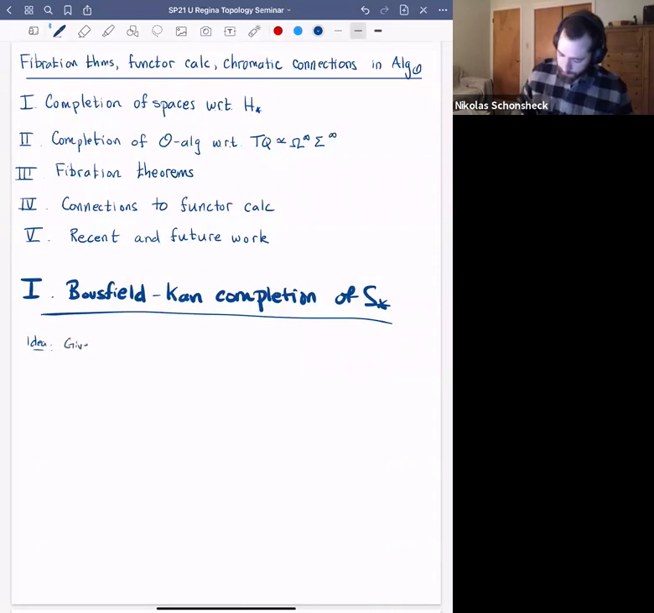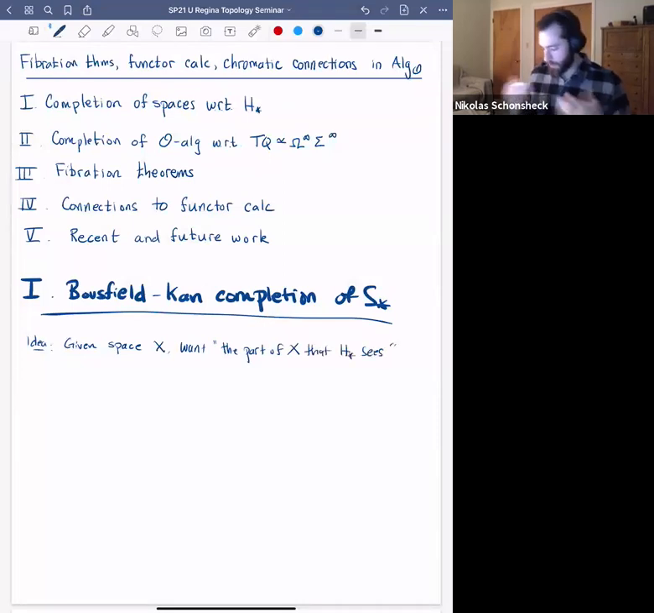And so if we're handed a space X, maybe we want to build the part of X that homology sees. And by homology, I mean singular homology with integer coefficients. Now, a good starting point here would be the Hurewicz map, which relates homotopy to homology for us. And one way to construct that is as follows.